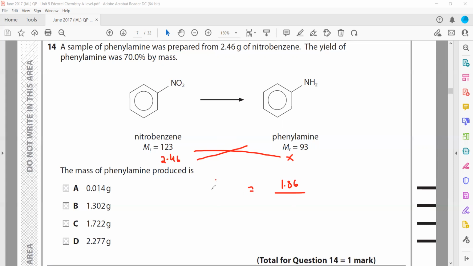The percentage yield is 70%. So this is 70, and the practical value we don't know, multiplied by 100. So the practical value is equal to 1.86 times 100 divided by 70.